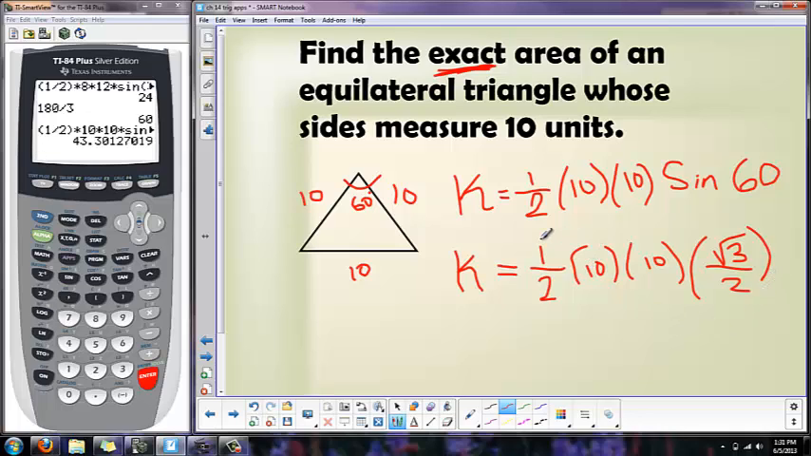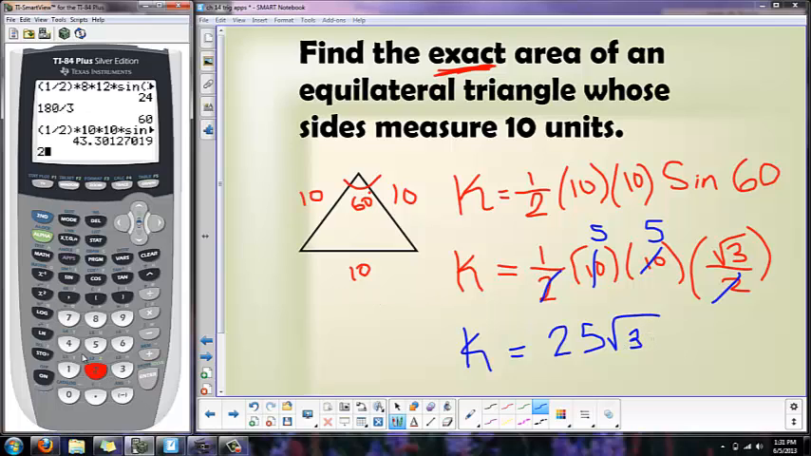Okay? So, let me see here. I have 10 divided by 2, so we can change this into a 5. Another 10 divided by 2, we can change this into a 5. 5 times 5 is 25 radical 3. And just to be careful, I could always do 25 times radical 3, just to make sure that it was the same decimal that I got before. Hit enter, and it is.